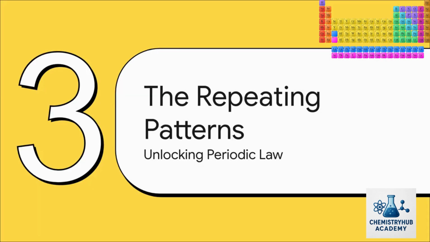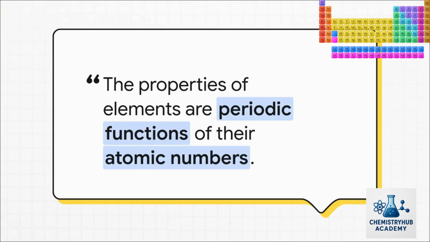And that right there brings us to the real aha moment of all this. The true genius of the table isn't just in how it organizes elements, but in how it reveals these repeating, totally predictable patterns in their properties. This is where we unlock the periodic law. This phrase. This is the fundamental rule of our entire cheat sheet. The periodic law is the key that cracks the code.